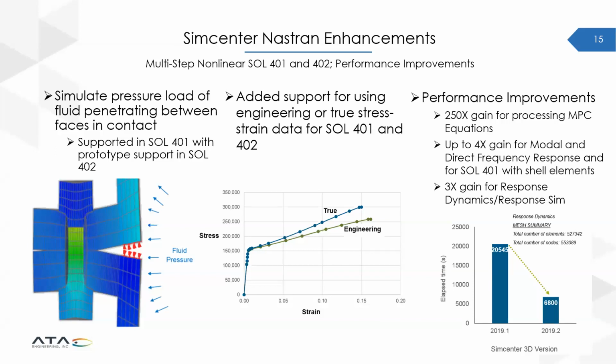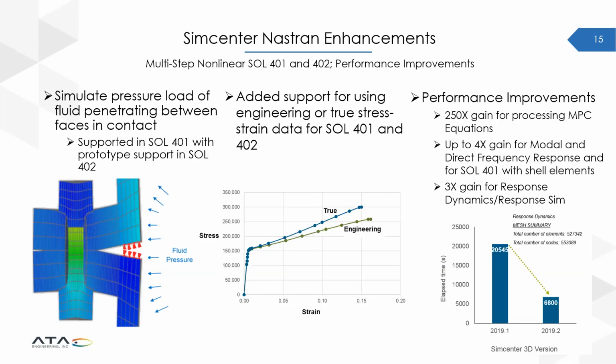So if you have a model with a lot of rigids or anything like that, I think you'll definitely see some significant improvement switching to Simcenter Nastran 2019.2. I know my models seem to be solving a whole lot faster with this new version, and it's probably because of the MPC equation processing.